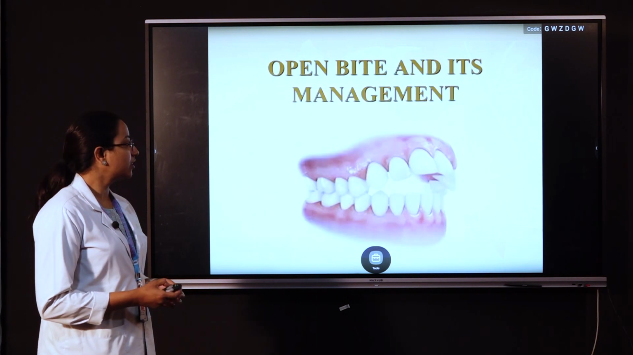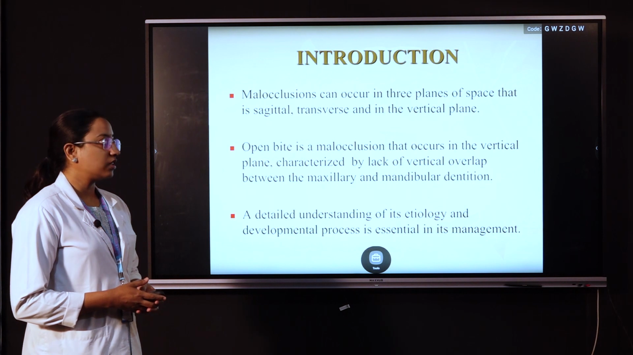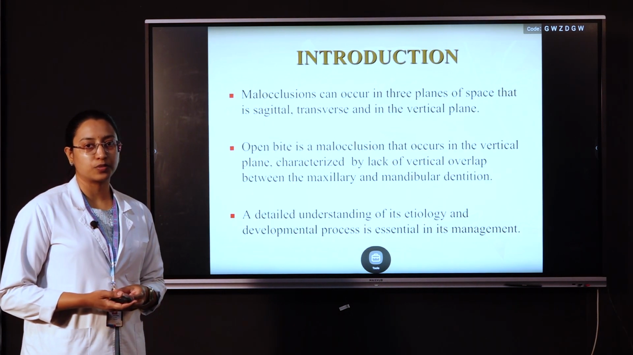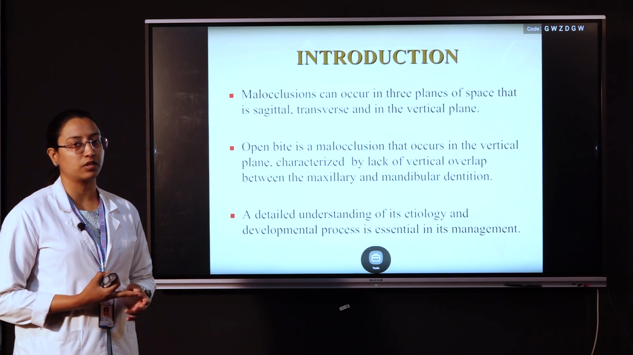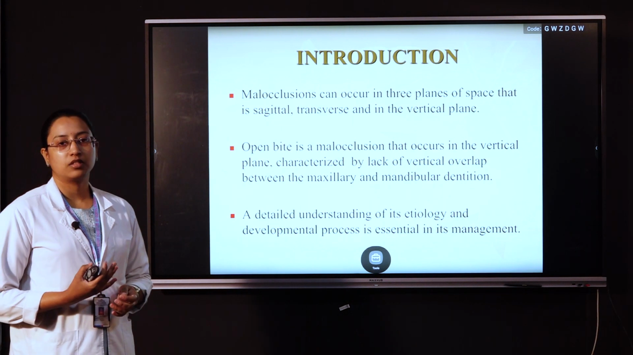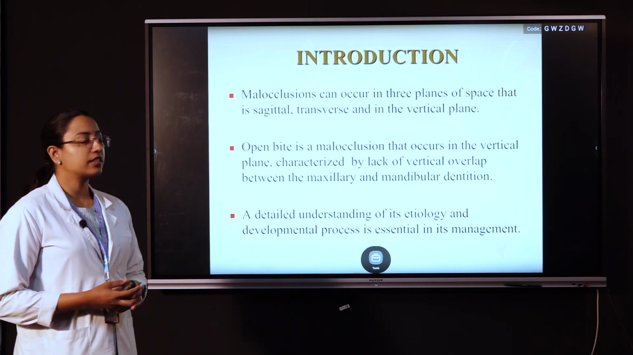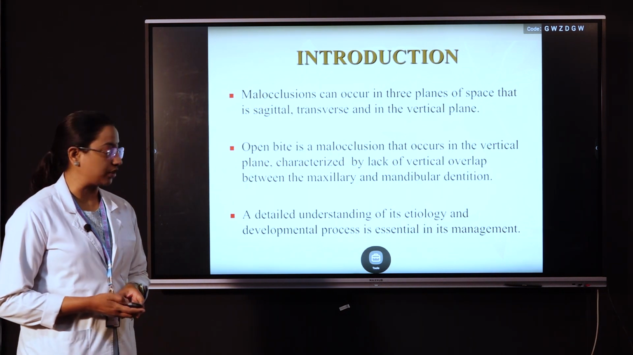Good morning. Today's class is about open bite and its management. The malocclusion that we see, whether it's skeletal or dental, we can see in three different planes of space. It can be seen in the mid-sagittal plane, vertical or horizontal plane. So open bite is a malocclusion that we see in the vertical plane. It is characterized by lack of vertical overlap between the maxillary and mandibular dentition.